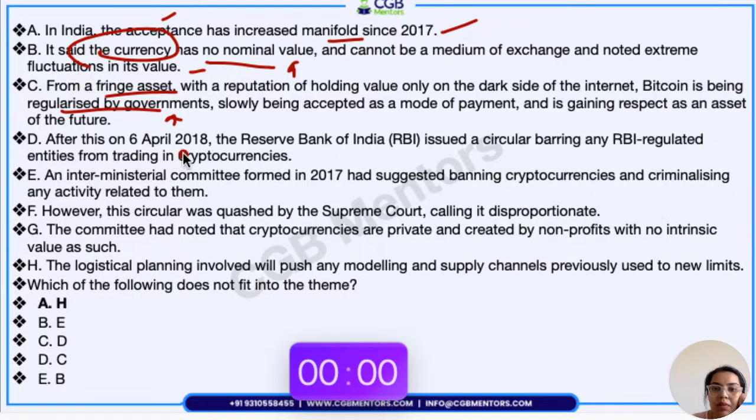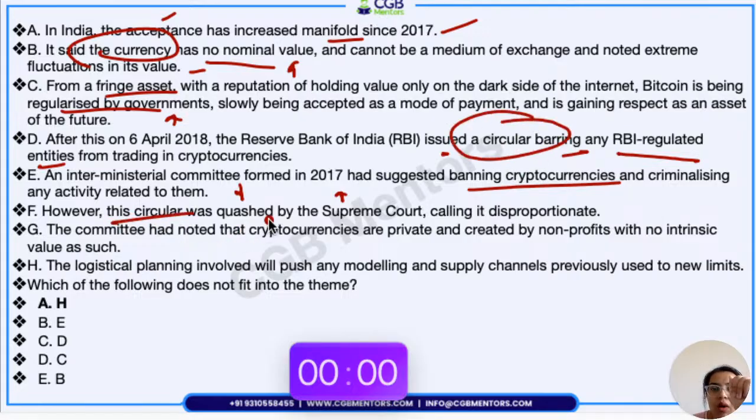After this, on April 6th, RBI issued a circular barring any RBI regulated entity. So here also it is the same. An interministerial committee formed in 17 had suggested banning cryptos. So again, we see it is about cryptos. At least we have an idea that A, B, C, D till E are in sync somewhere. However, this circular, so we do have a circular. This circular was quashed by Supreme Court, calling this disproportionate. F is also something related.